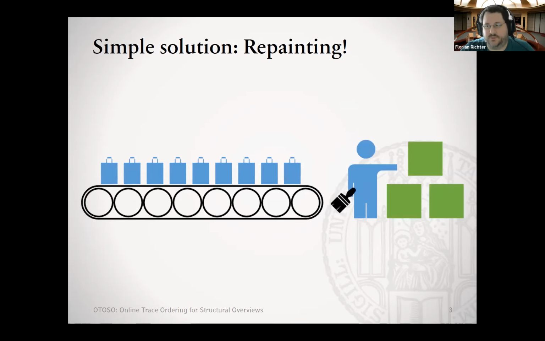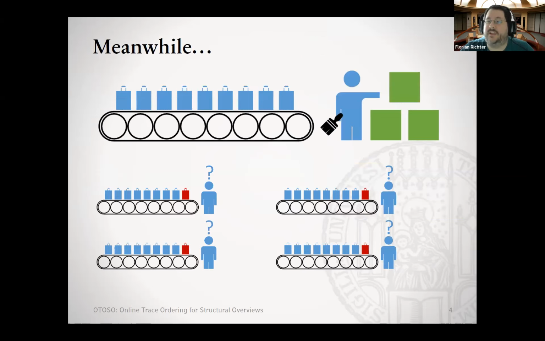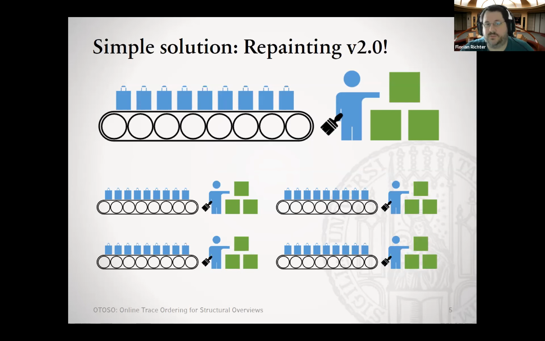Well, you first think of a simple solution, of course, and you just paint it blue, and then you are fine. And then several other things in the factory happen. At other assembly lines, red bags also appear, which refers to concept drifts occurring in the whole process environment, in the whole application. So what to do now? Well, simple solution version 2.0 would be repainting them all.